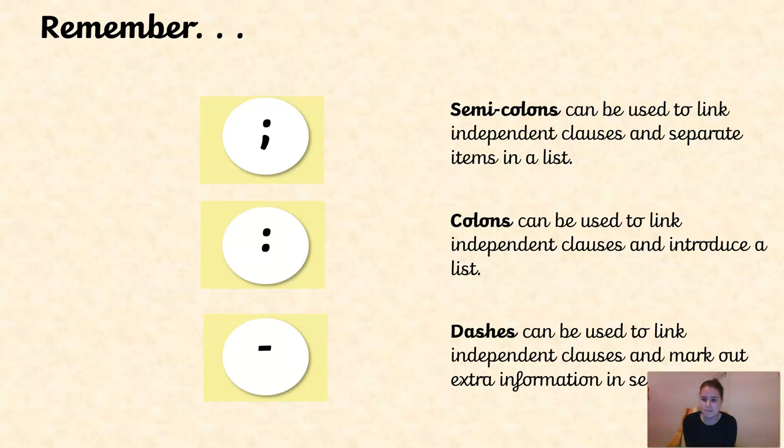Right, let's remember. So here, semicolon can be used to link two independent clauses together or to separate items in a list. Colons can be used to link independent clauses together or to introduce a list. And here we can use dashes to link independent clauses and also use them as parentheses to mark out extra information in our sentences.